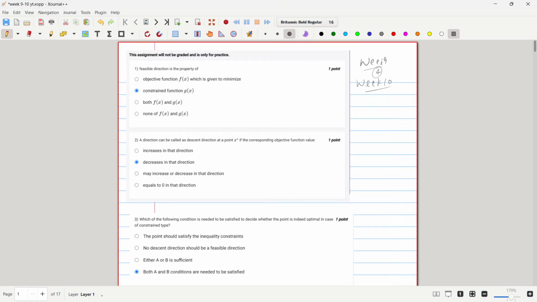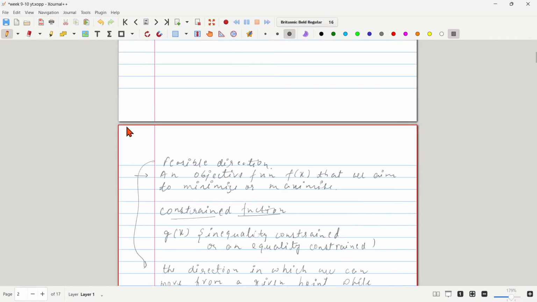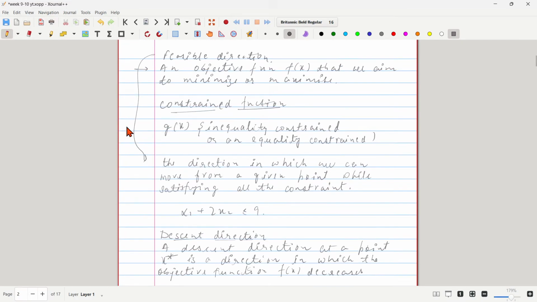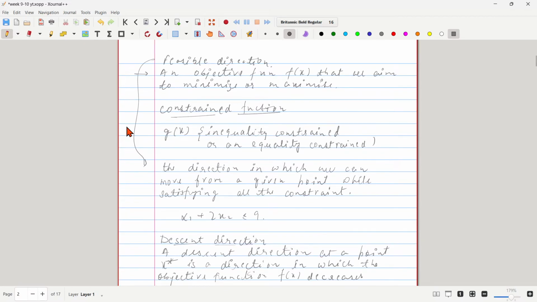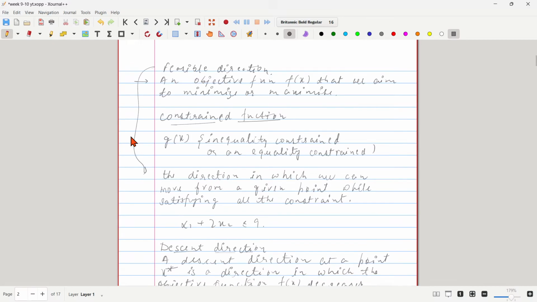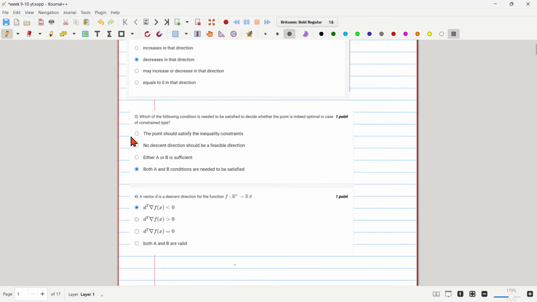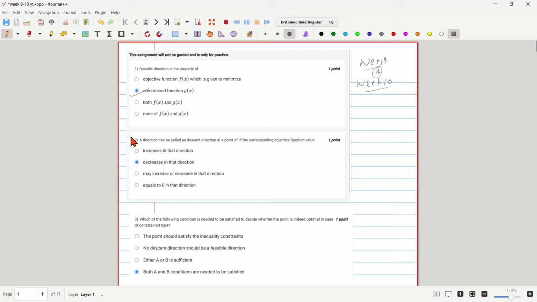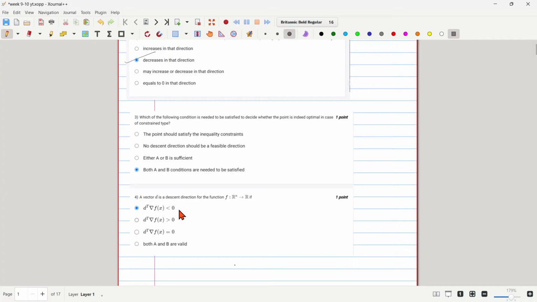So a feasible direction is a property of a constraint function. Why is it a property of a constraint function? Because the feasible direction is a direction in which you can move from a given point while satisfying all the constraints. So it is satisfying all the properties of a constraint function. That's why it is a constraint function. A direction can be called a descent direction at a point x dash if the corresponding objective function value decreases in that direction. Okay.